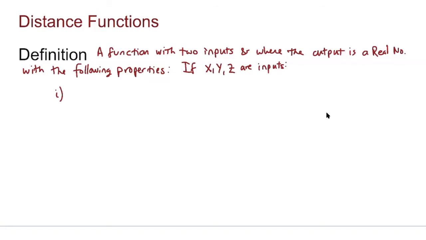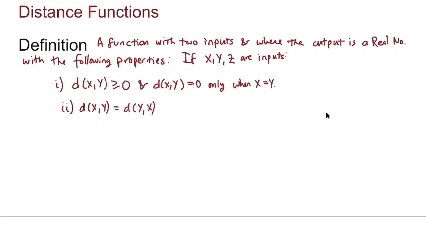So if I have any three inputs, we'll call them x, y, and z, the question is, what should we expect from a function that's going to measure distance? The first one is that the distance between 2 points should always be greater than or equal to 0, and the distance should only be 0 when the two inputs are the same. And so any two inputs that are not the same should have some distance between them.